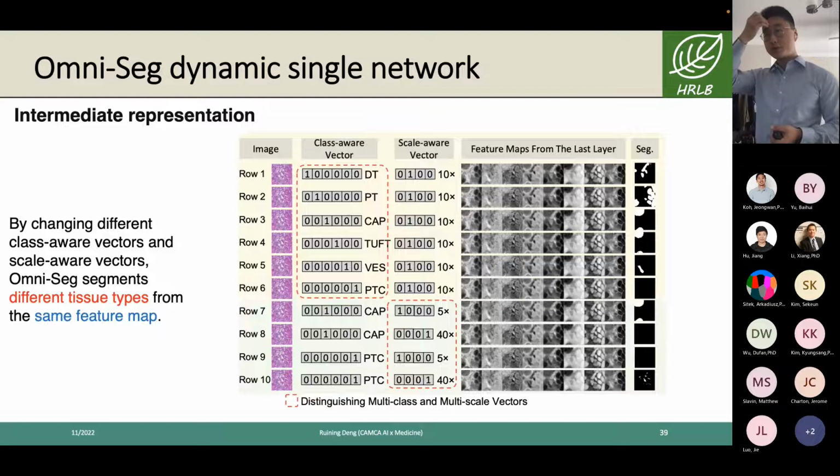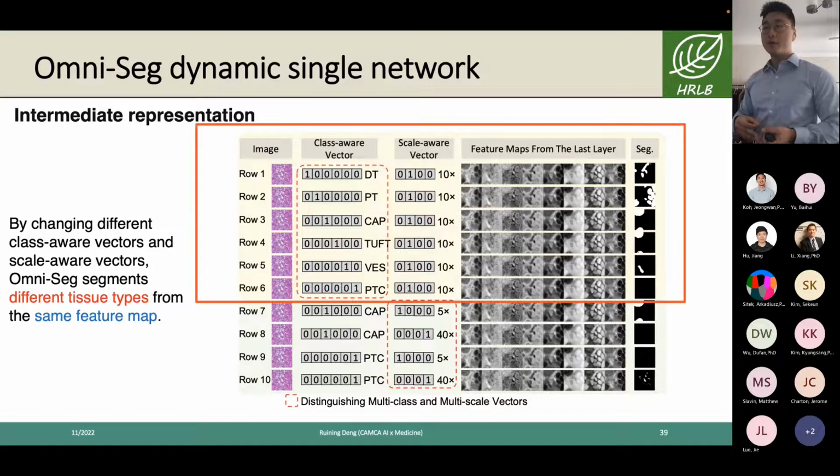And here we also show the intermediate representation to evaluate our theoretical design. If we hold the scale-aware vector fixed, with all of them at 10 times, and change the class-aware vector, the segmentation from the same feature map from the last layer of the model can give a different segmentation result.